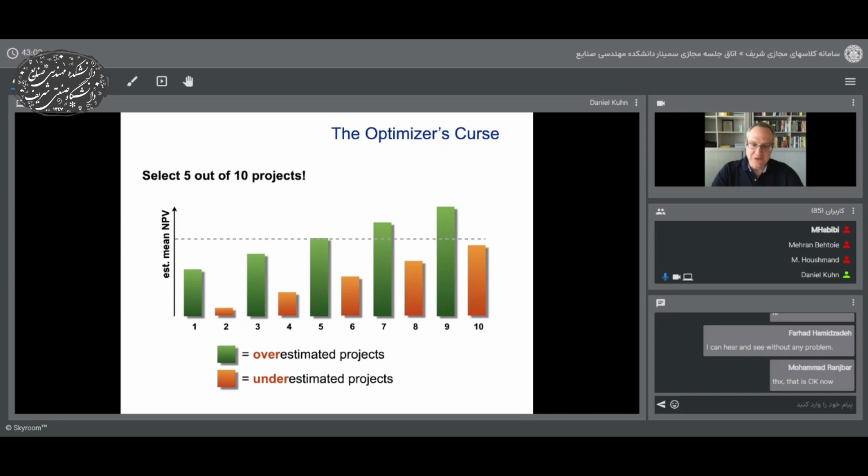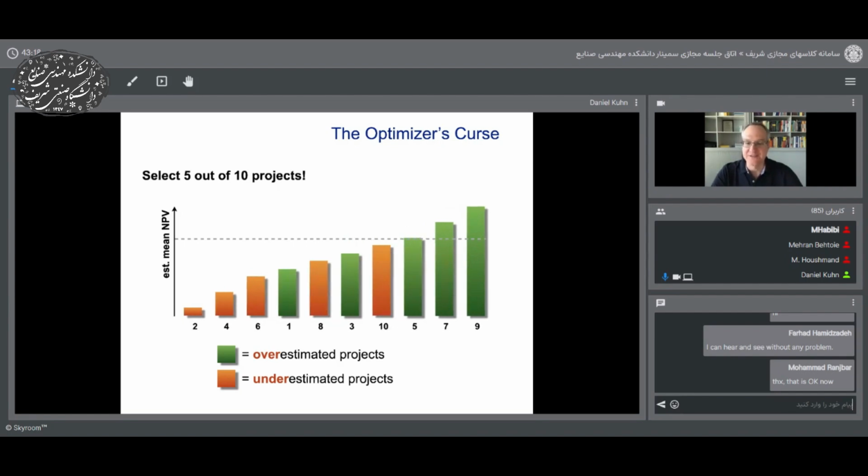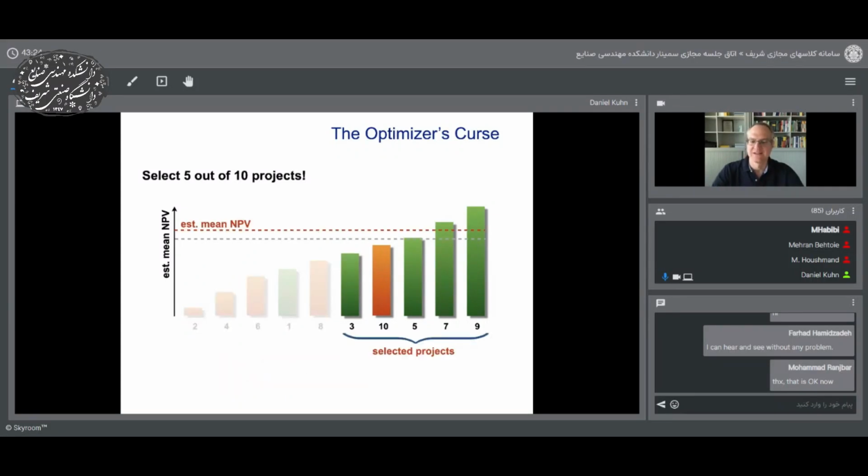Okay, so now assume you're the manager. You need to choose the 5 projects that you would like to implement. You do not see the real expected net present values, but you only see the estimates here. So a manager who only sees the estimates will order the projects like this, and will actually then choose the 5 projects that have the highest expected net present values, or the highest estimated net present values. And now you see the fundamental problem.